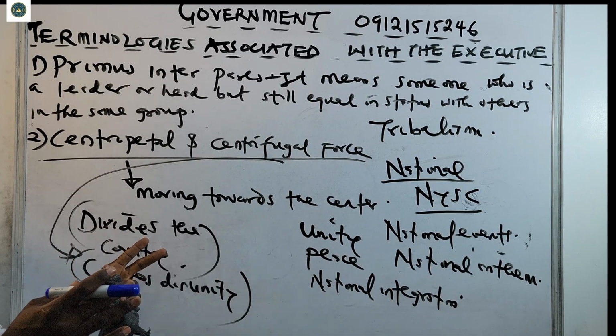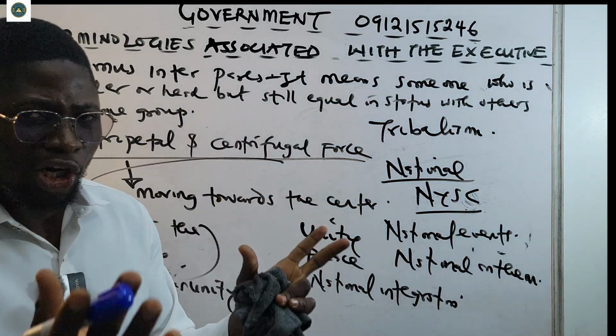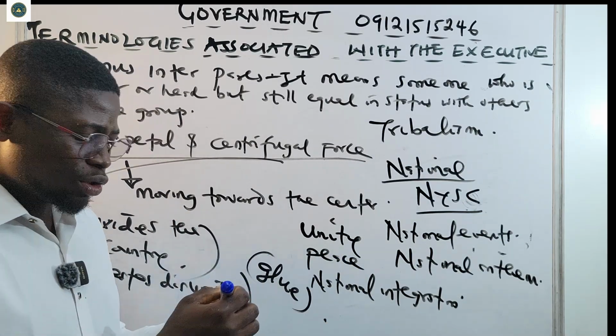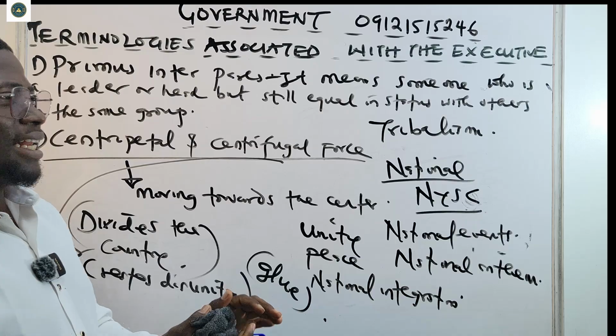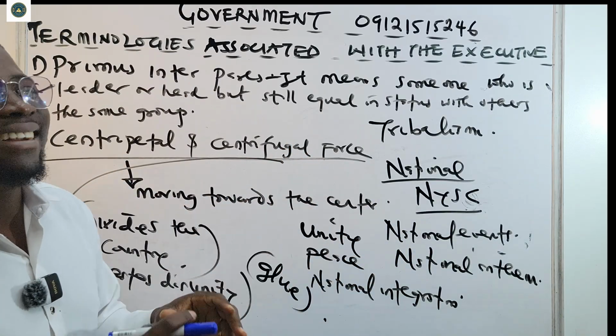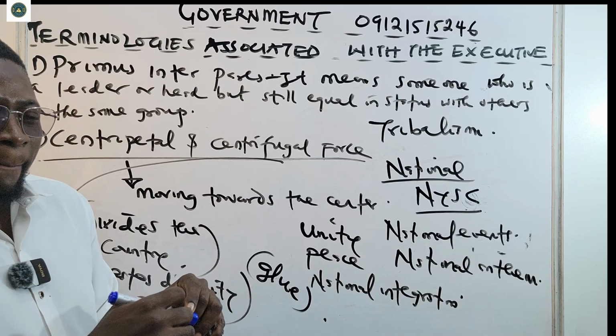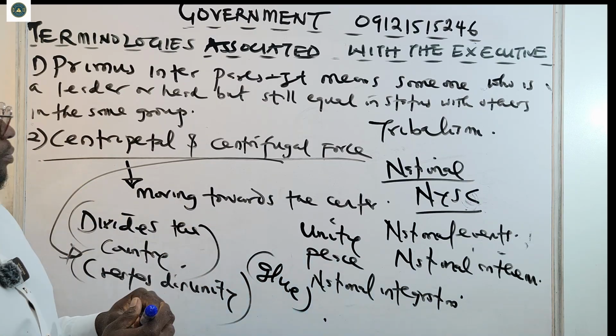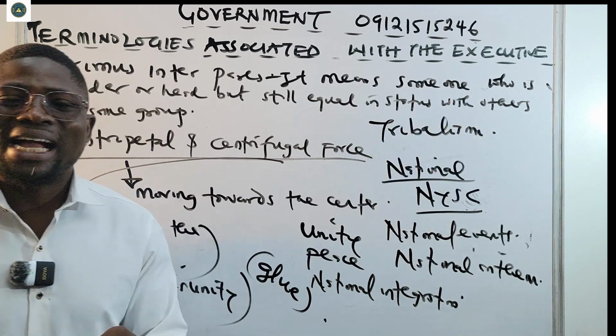Just like I explained, centripetal force is a glue, G-L-U-E, that brings the country together, or that brings people in the country together. Centrifugal force, on the other hand, is a crack that breaks that unity. So please take note of all of this. So, centripetal and centrifugal force.